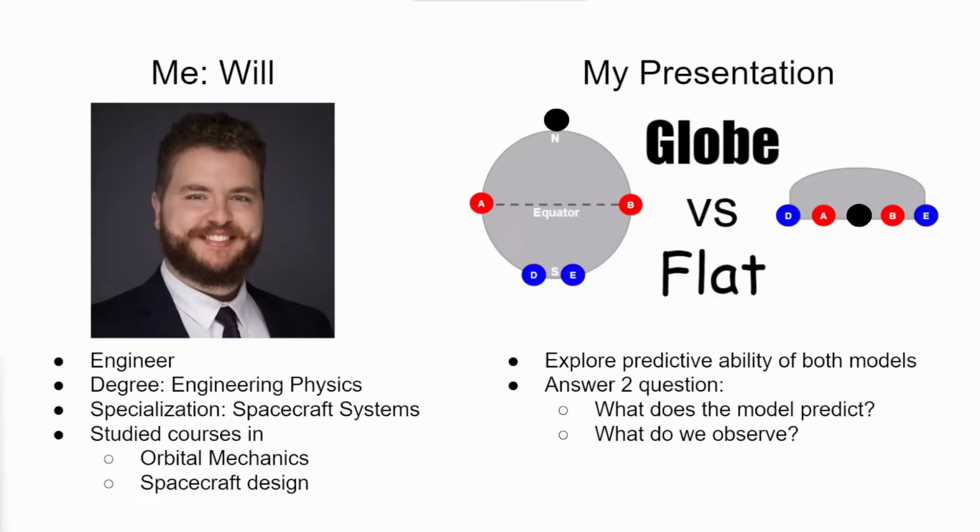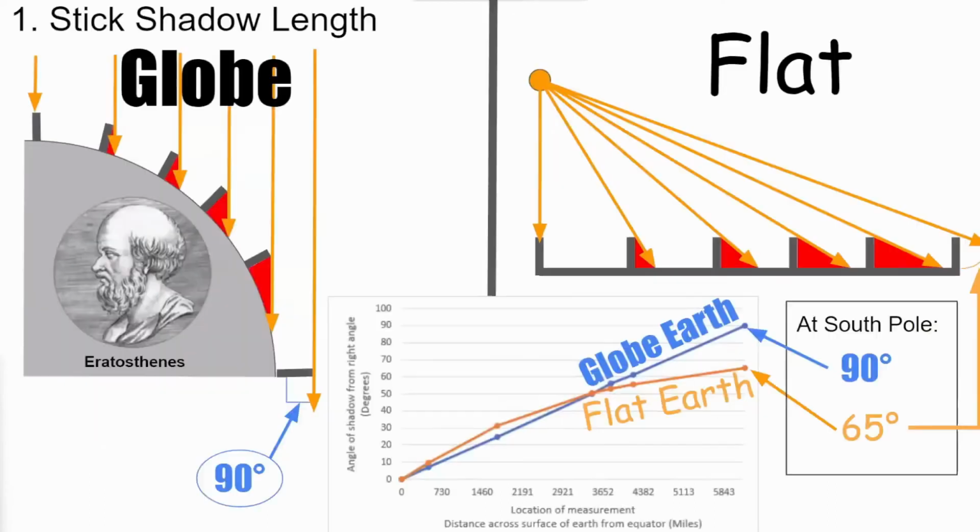Today, I want to explore this comparison of the predictive power between the globe model and the flat Earth model. What do they predict and what do we observe in reality? The first point I want to make has to do with one of the most primitive proofs of a globe. It is the experiment from Eratosthenes.